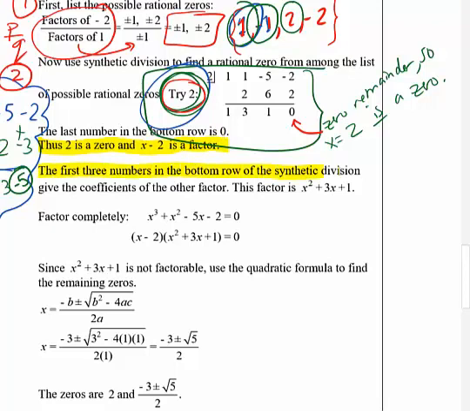And then the first 3 numbers in the bottom row of the synthetic division give the coefficients of the other factor. Okay, we've seen that before. So the 1 here in the synthetic division corresponds to the coefficient of x squared. 3 corresponds to the coefficient of x.